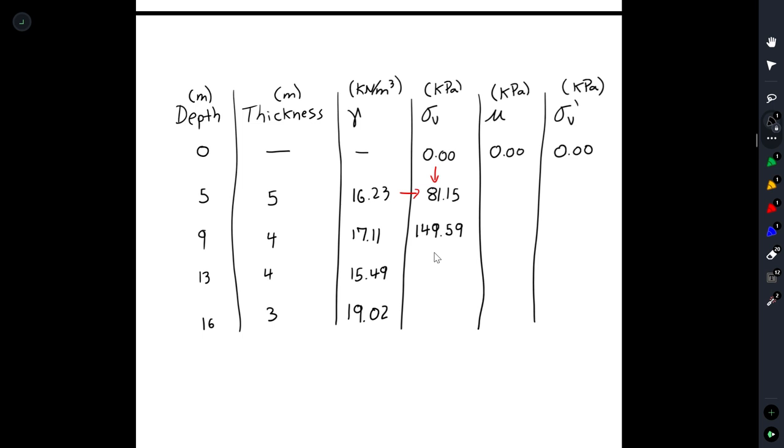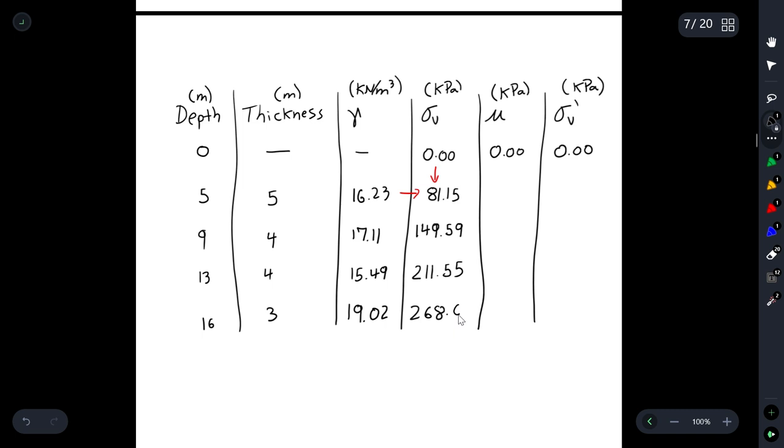At 13 meters it is 149.59 plus 4 times 15.49, which brings us to 211.55, and then for the final layer it is 211.55 plus 3 times 19.02, which comes to 268.61 kilopascals. Okay, now the change really is going to be here in the pore water pressure.